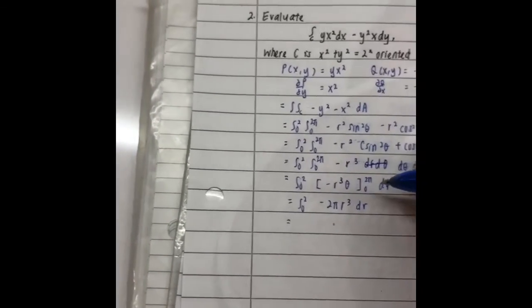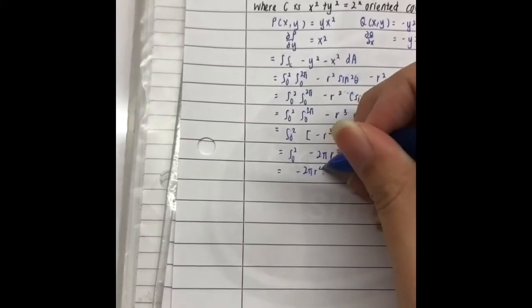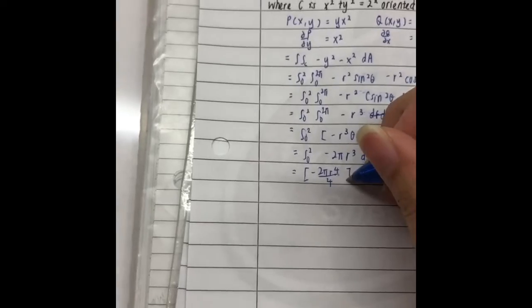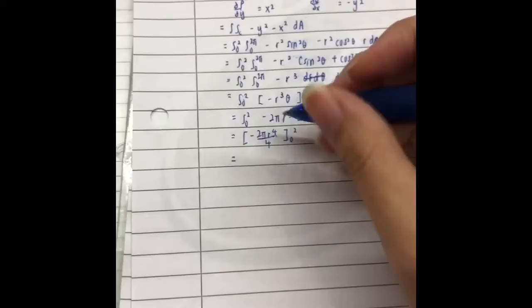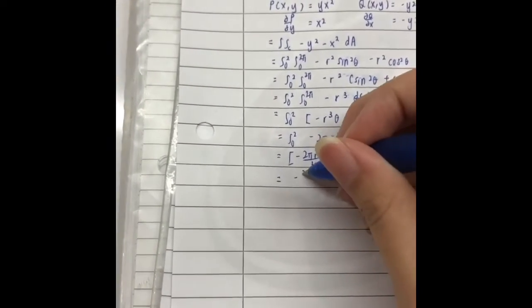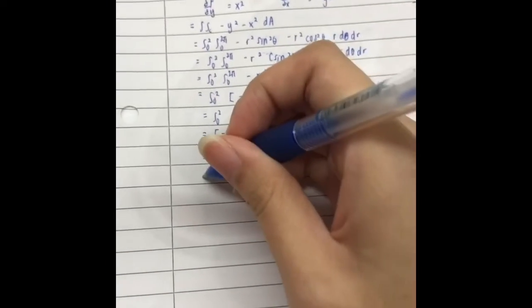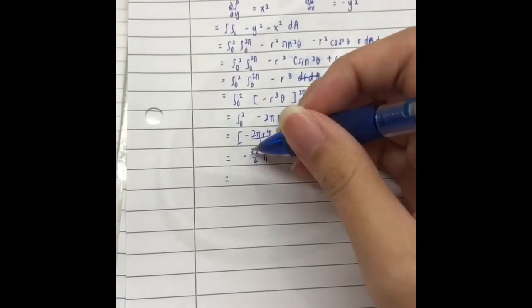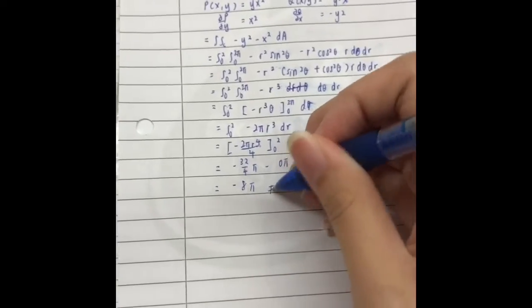And then now we integrate with respect to r. We'll get negative 2 pi r to the power of 4 over 4, from 0 to 2. Then we substitute 2 and 0, and we'll get negative 32 over 4 pi minus 0 pi, and negative 32 over 4 gives negative 8 pi. So that's all for question 2.